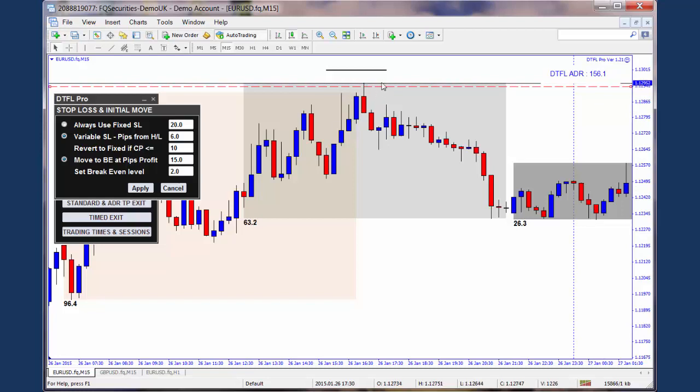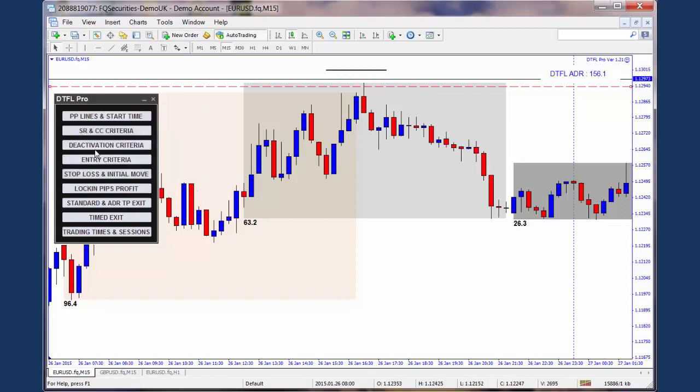So on a sell, if the entry price was here, this red line, the stop loss would be moved to minus 2 pips below it, i.e. 2 more pips of profit. So that if the current pricing came back and hit my stop loss, it would actually close at plus 2 profit, covering all my costs for commissions and spread. So that is the stop loss and initial move screen.